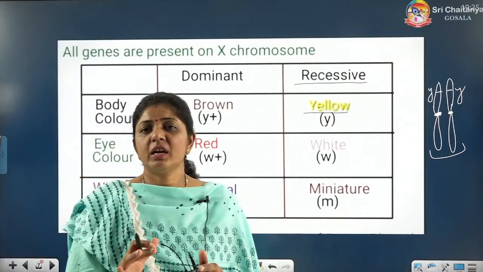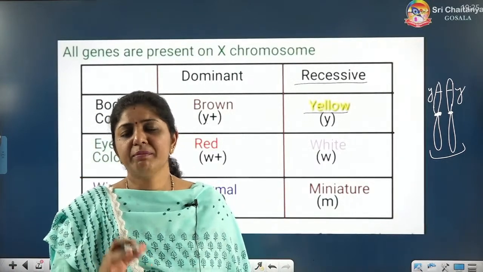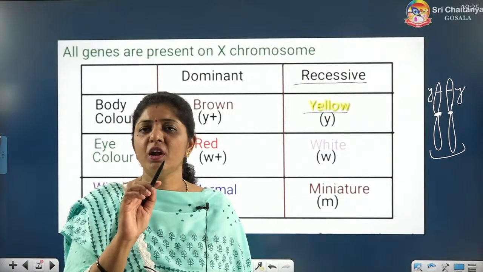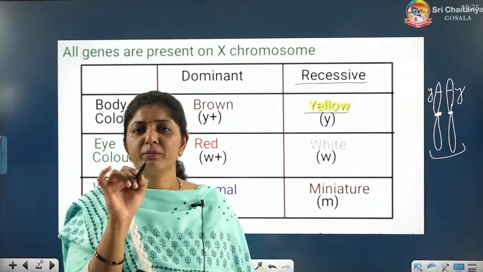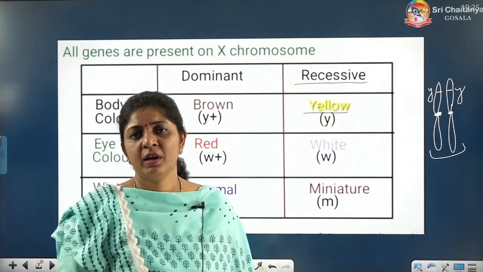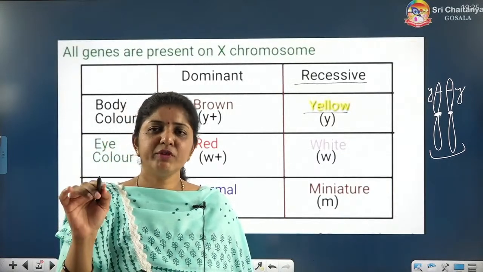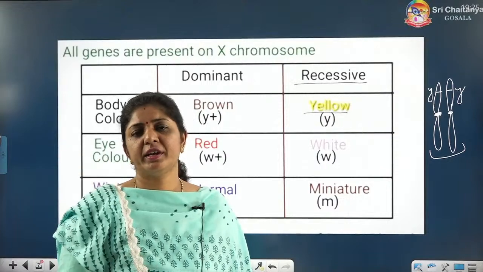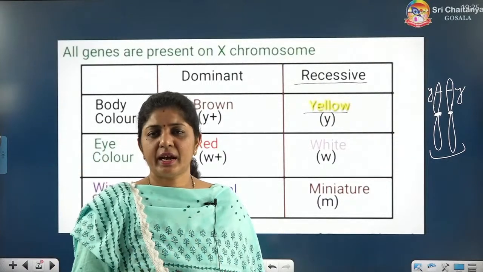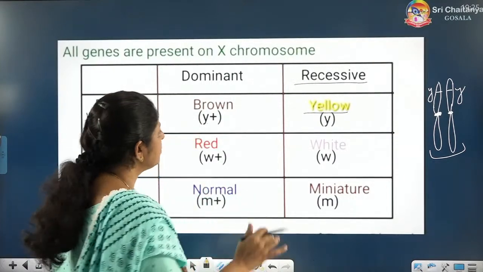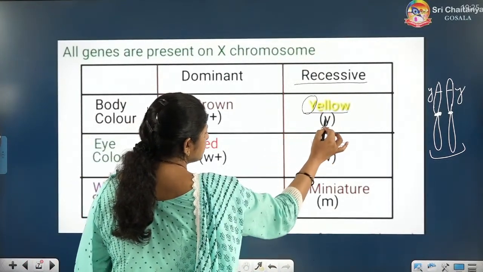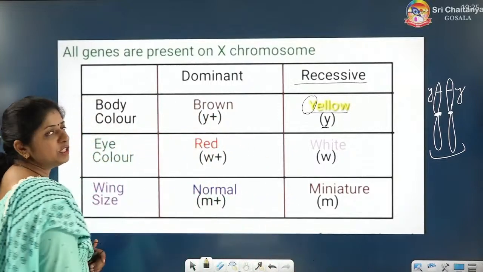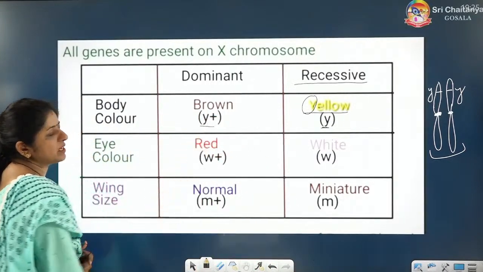It is not like in Mendelism. In Mendelism, if tall is dominant, you take capital T from the dominant trait's first letter, and the recessive you mark with the small t. But here it is not like that. In Morgan's work you have to take the recessive trait, and y should be small here, and to represent its dominant you have to write y plus.